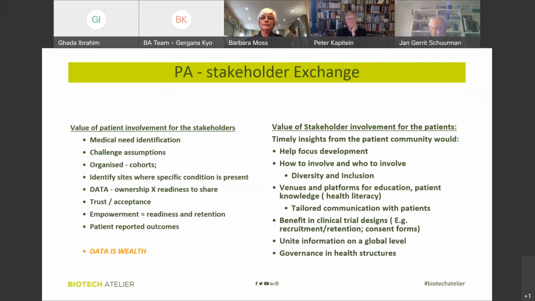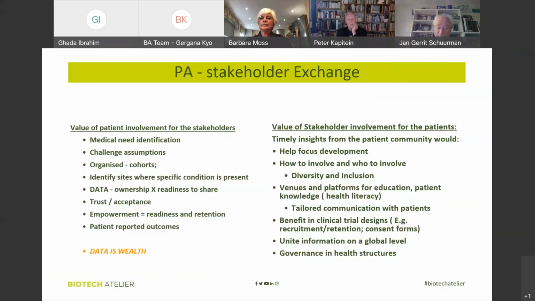So the importance is to have a dialogue, of course. We need to have this patient advocates, patient stakeholder exchange. What is the value of patient involvement for stakeholders? And what is the value of the stakeholder involvement for the patients? It's an equilibrium that we need to reach.